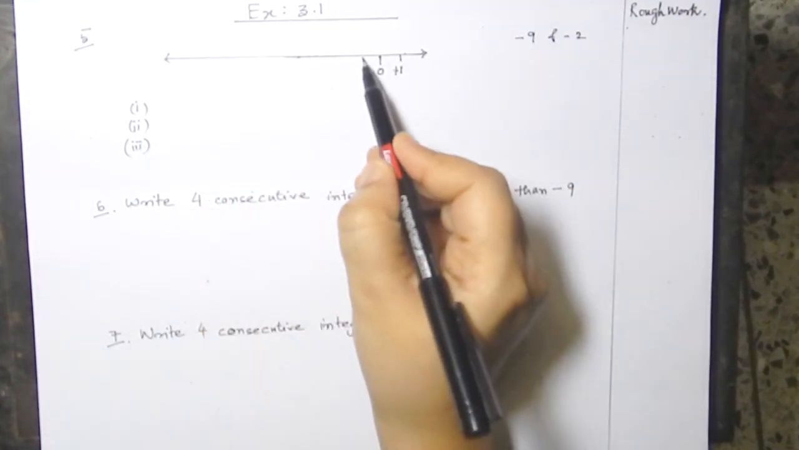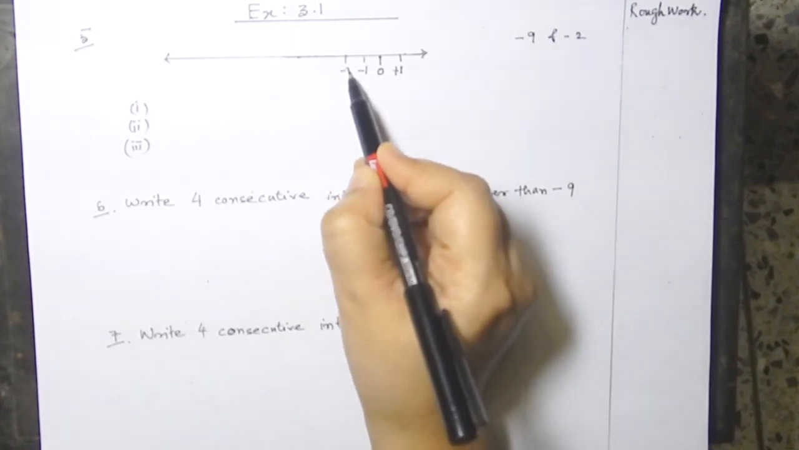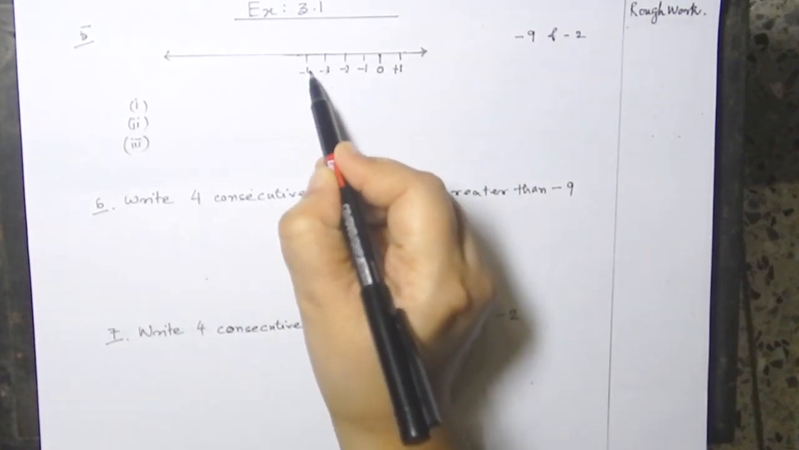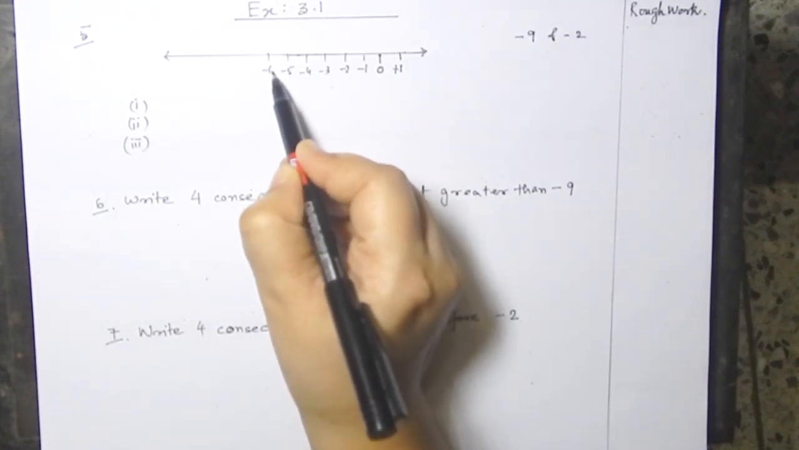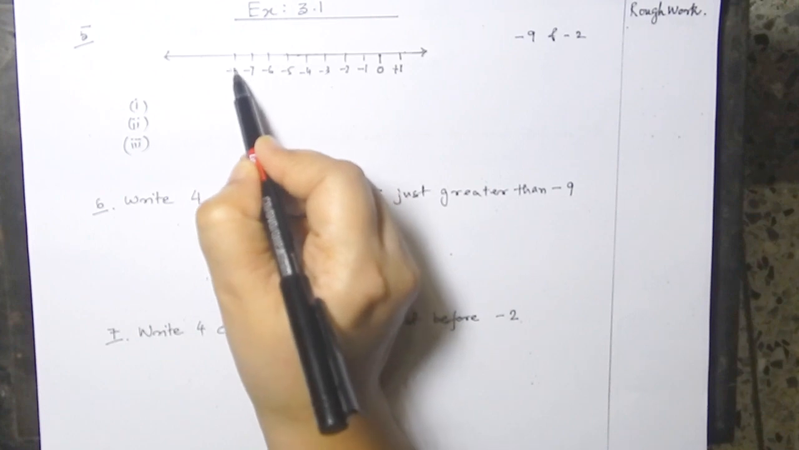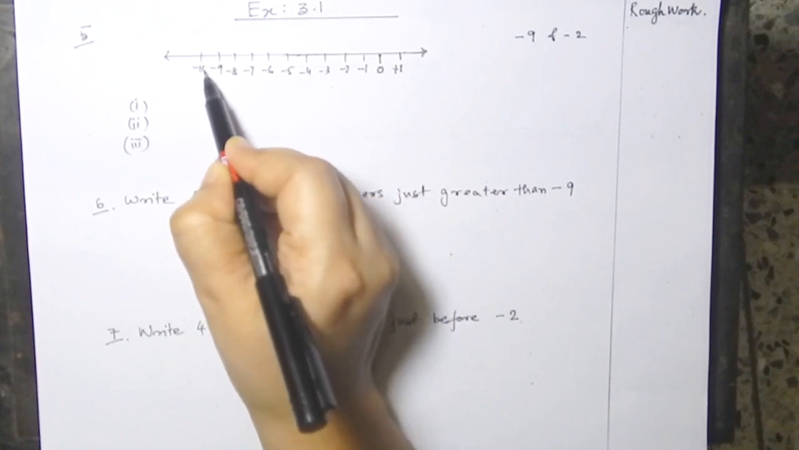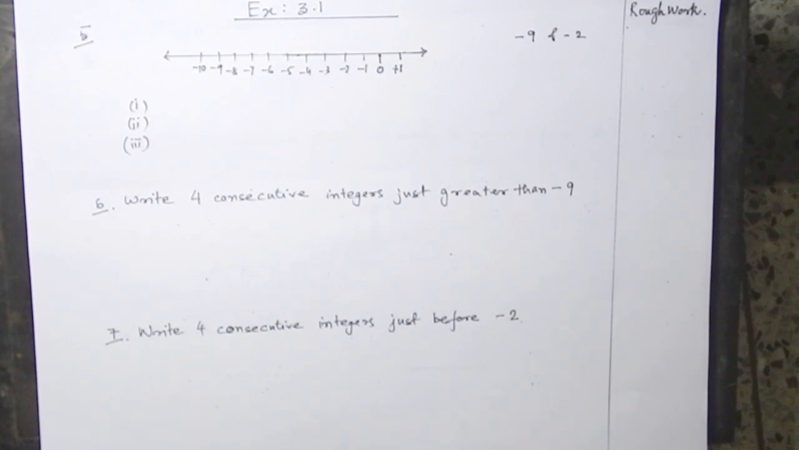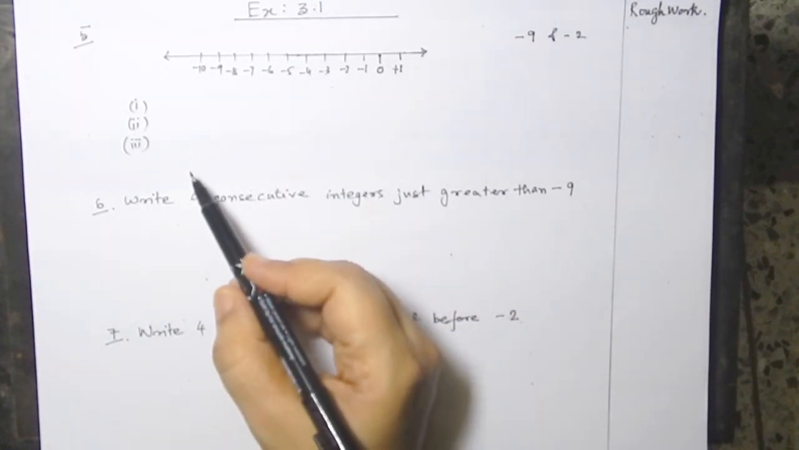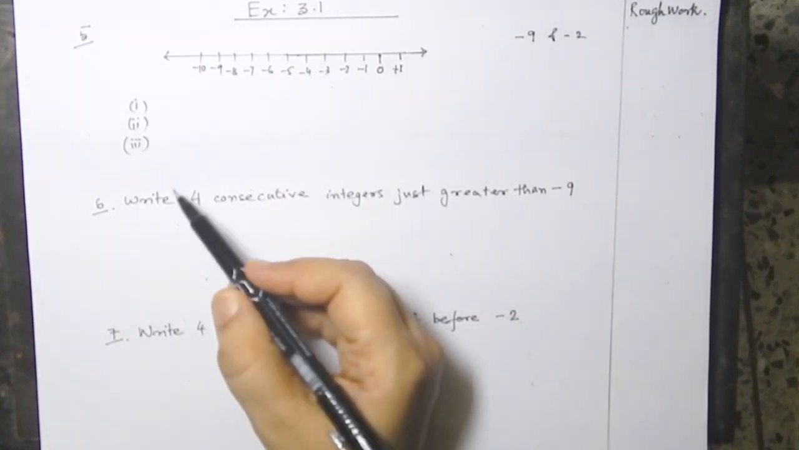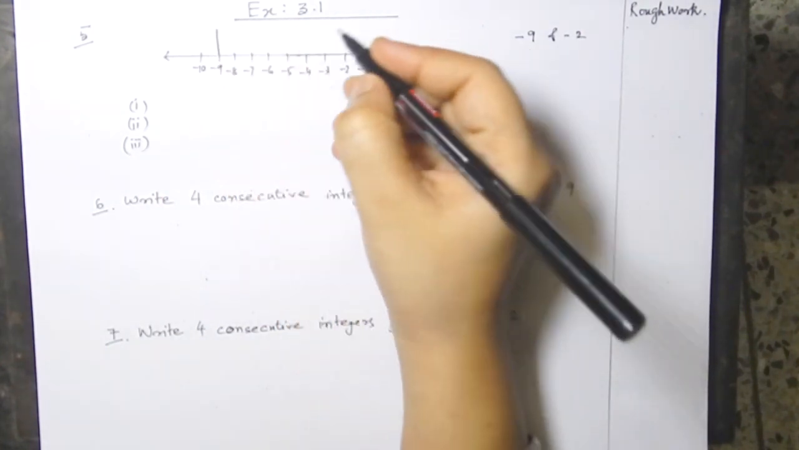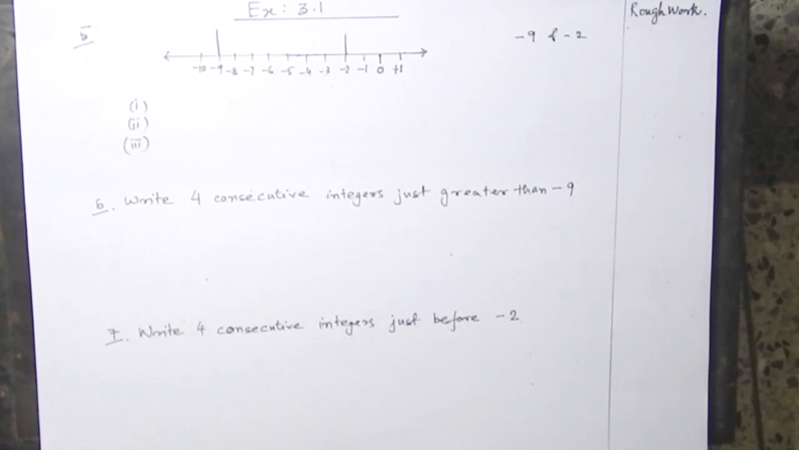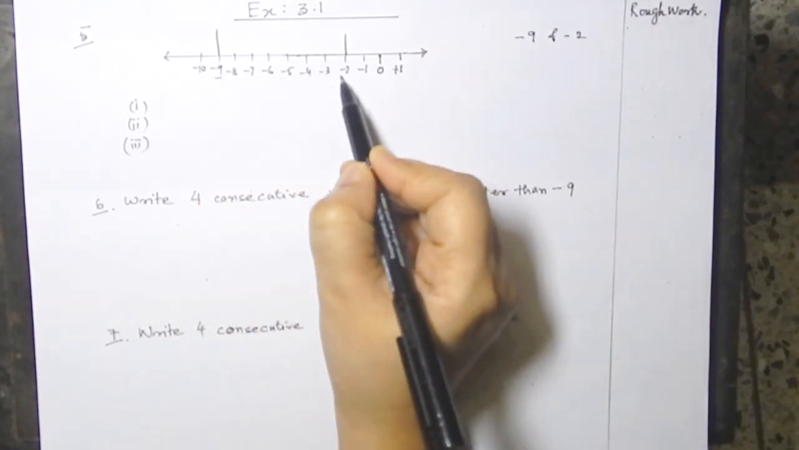Now this side I can write all the negative numbers: -1, -2, -3, -4, -5, -6, -7, -8, -9, -10. We will always keep one integer extra on both left and right side. Now question is, which integers lie between -9 and -2? So this is -9 and this is -2, and they have asked you to write down the integers that are in between these two. So when they say between, we will not include these numbers, we will exclude these numbers.